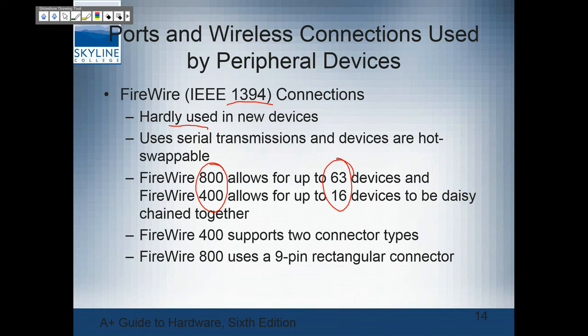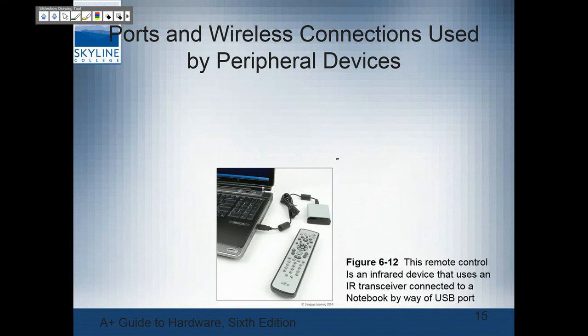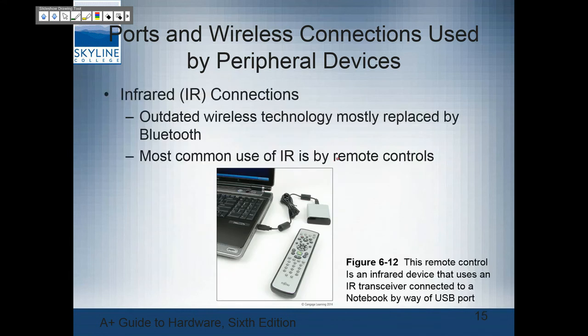FireWire 400 has two connector types, and the 800 uses a 9-pin rectangular connector. They have pictures of them in the book, not any really good pictures here in this presentation. Infrared, you need to know that infrared is outdated, but it also is a wireless technology.